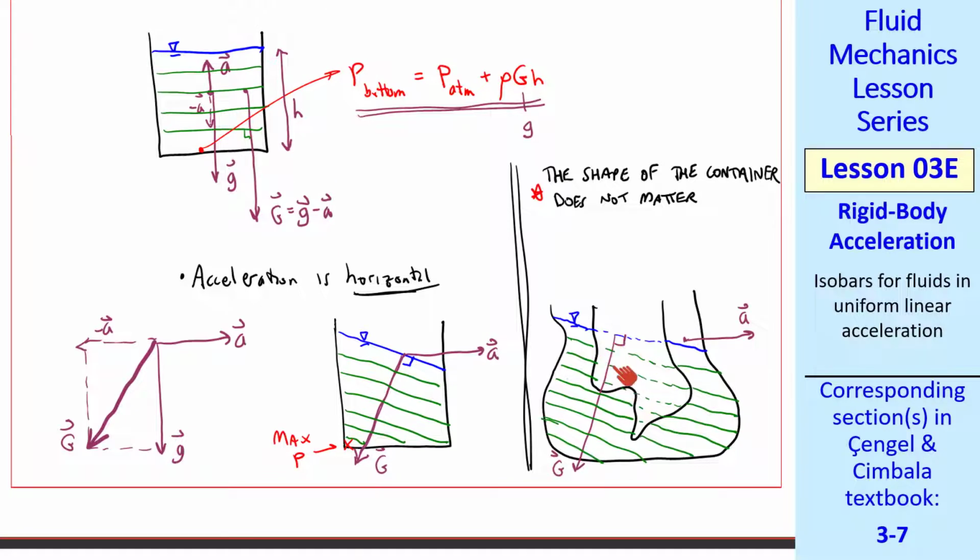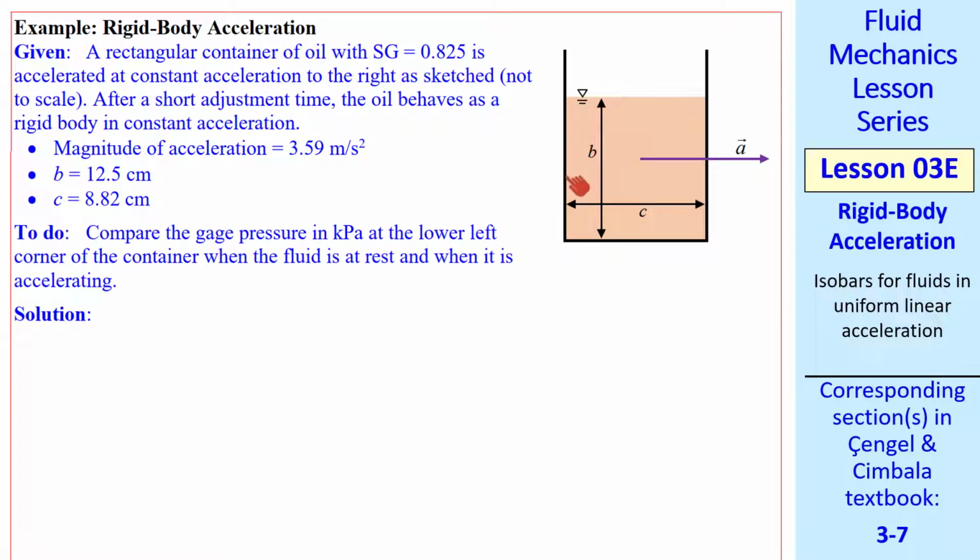In fact, if you took out this weird section and just had a vase-shaped object, nothing would change. These isobars would just continue the whole way across. Now let's do an example problem. A rectangular container has some oil in it. We give these dimensions, and it's accelerating to the right.